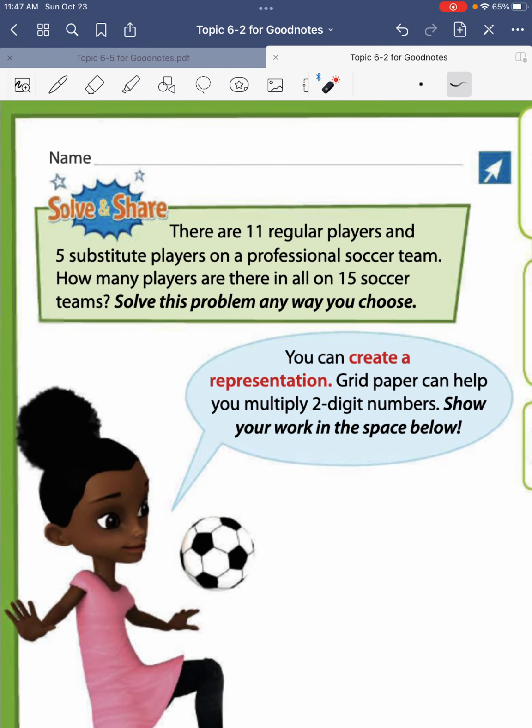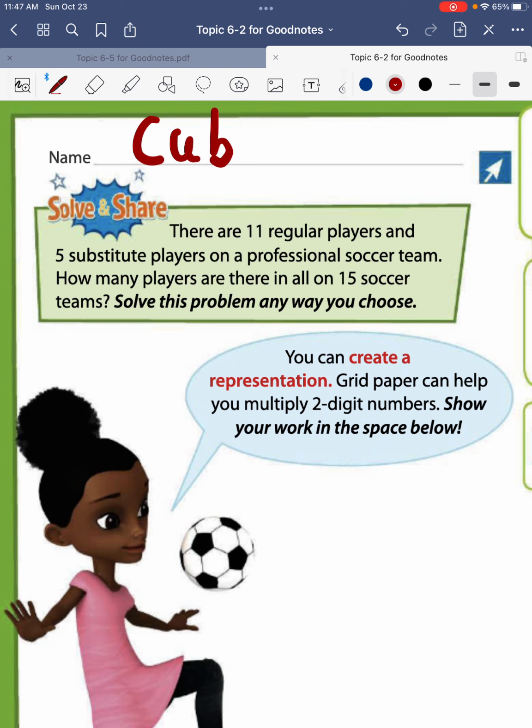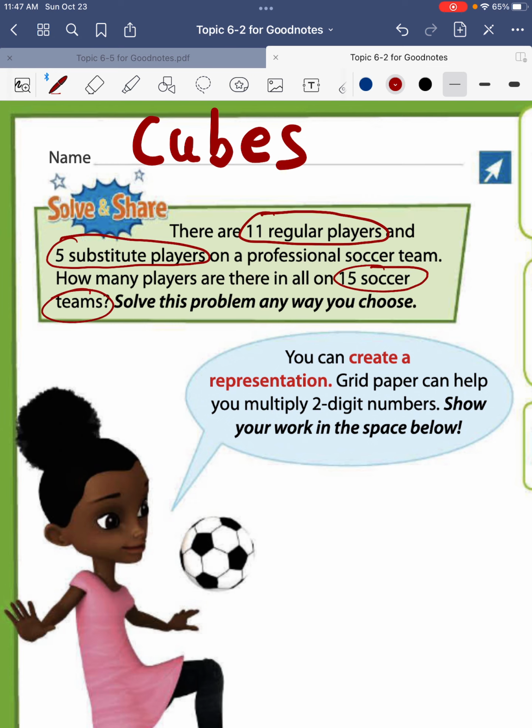So I'm going to read my problem. It says there are 11 regular players and 5 substitute players on a professional soccer team. How many players are there in all on 15 soccer teams? So I'm going to do my cubes. And the first thing I'm going to do is circle my important numbers. I have 11 regular players, and I have 5 substitute players, and I have 15 soccer teams. Now I'm going to underline my question. How many players are there in all on 15 soccer teams?